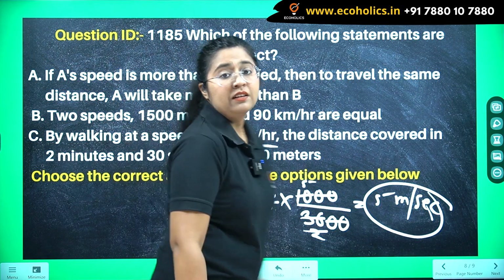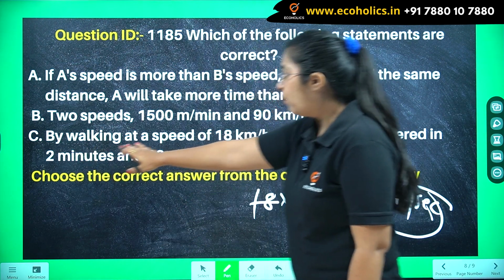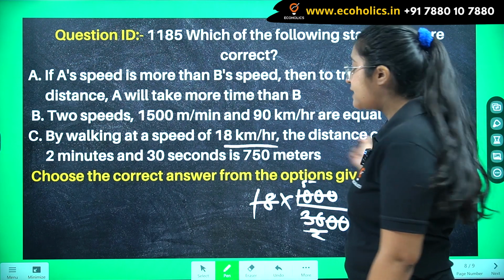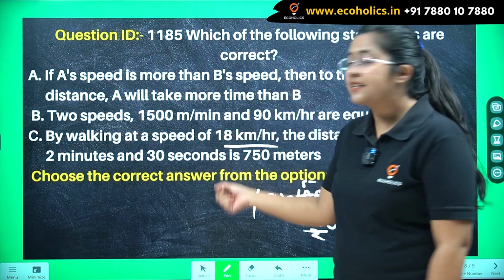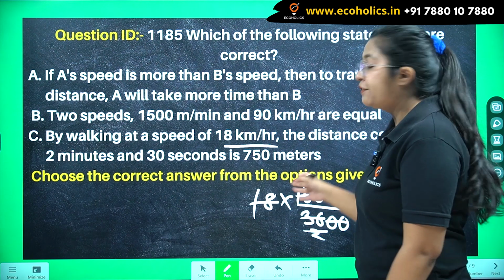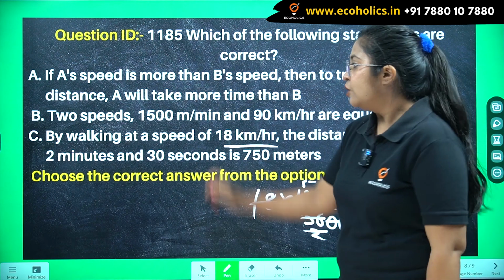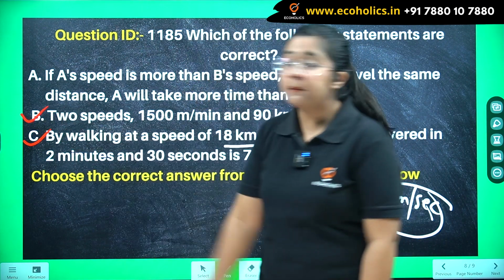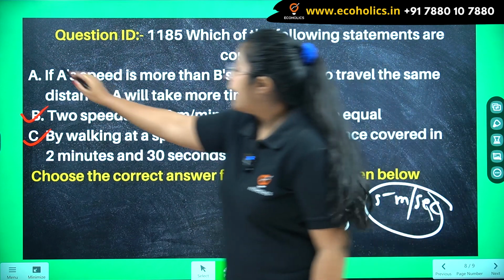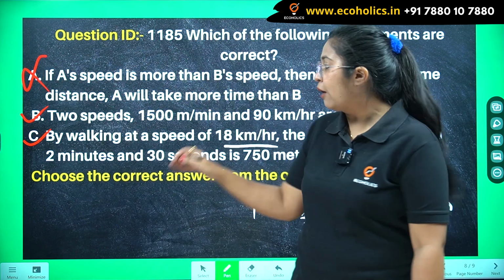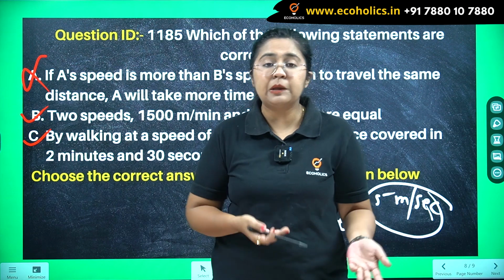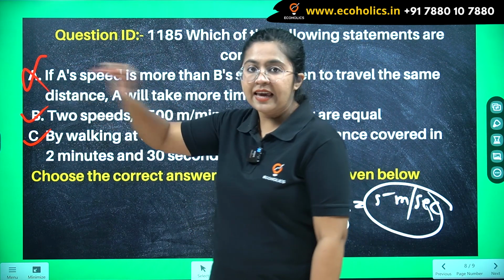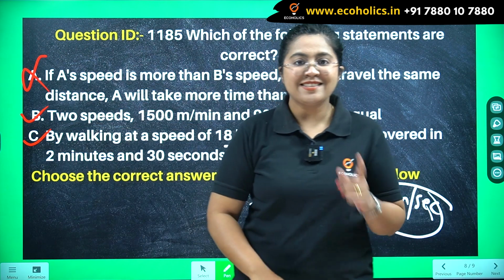So yes, in fact, by walking at a speed of 18 kilometer per hour, which is 5 meter per second, the distance covered in 2 minutes and 30 seconds, which is 150 seconds, will be 750 meters. So this also is correct. So we have statement B and statement C which are correct, while statement A is incorrect. So out of the options that were available in the solution, you had to mark option A as incorrect and B and C as correct.